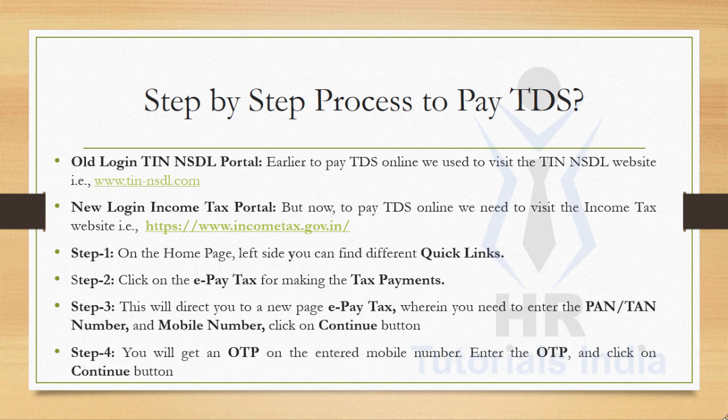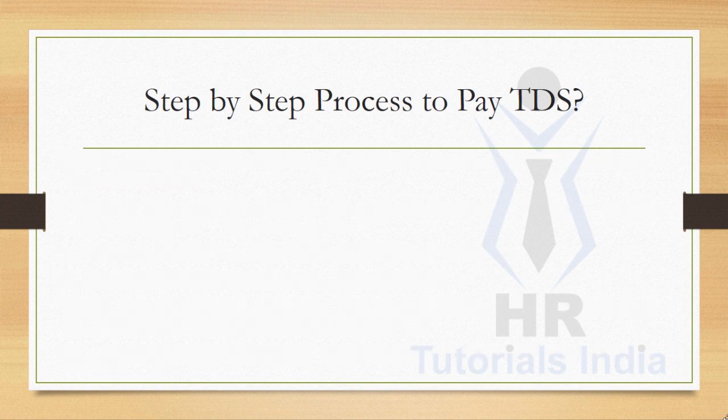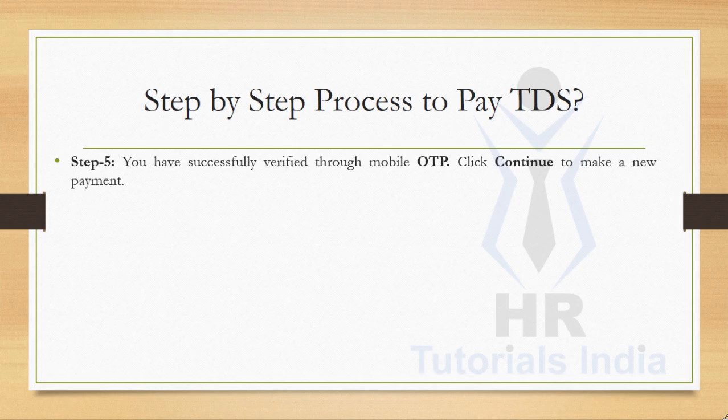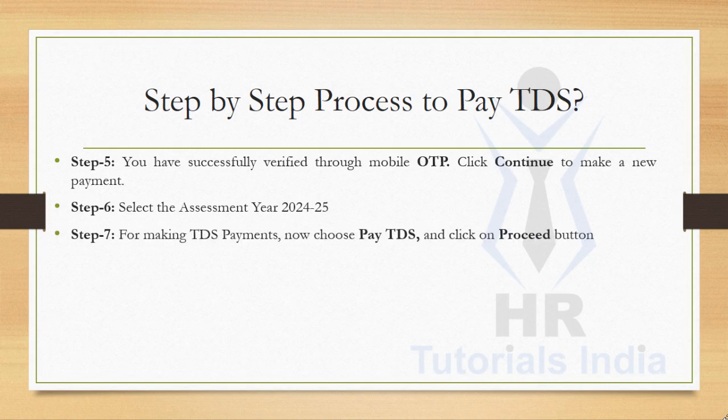Step 4. You will get an OTP on the entered mobile number. Enter the OTP and then click on the Continue button. Step 5. You have successfully verified through mobile OTP. Click Continue to make a new payment. Step 6. Select the assessment year 2024-25. Step 7. For making TDS payment, now choose Pay TDS and click on the Proceed button.